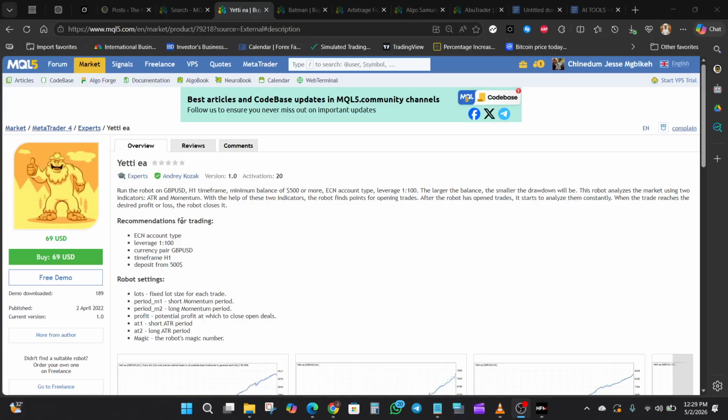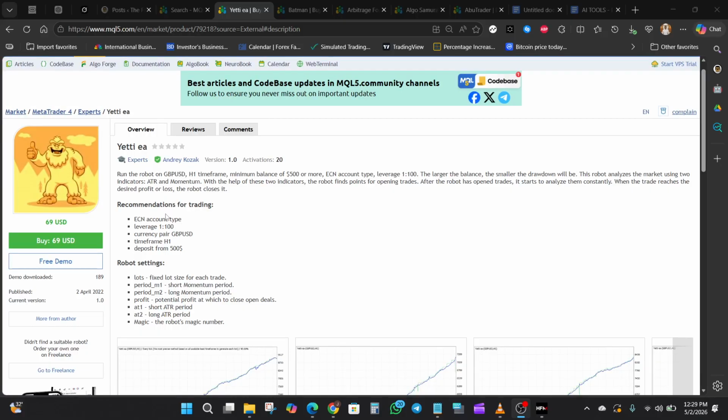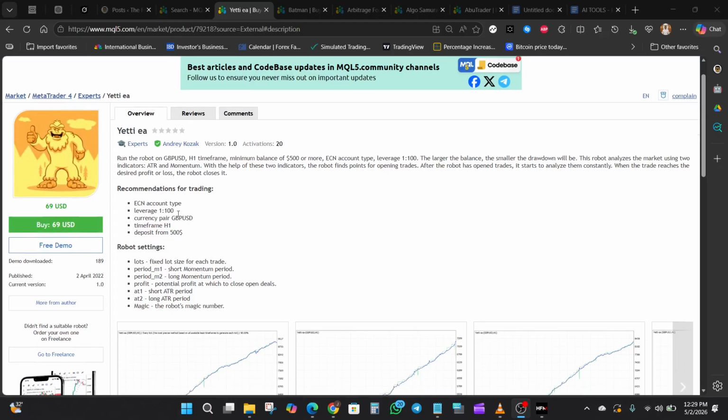Now, this particular EA, we can see that it is priced at 69 US dollars, developed by Andrei Kozak, and it is built to run on GBPUSD on the H1 time frame. That's already important because it tells us this isn't a scalper or a high frequency robot. All right, it is operating on a slower, more structured trading approach.